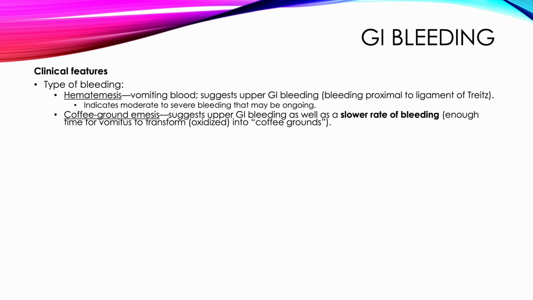Coffee ground emesis, on the other hand, also suggests an upper GI bleed, but it usually suggests a lower rate of bleeding. It is what it says it is. It looks like coffee, like ground coffee. And usually it's a slower rate of bleeding, and the blood accumulates and becomes oxidized, and that's what produces that coffee ground appearance. So a lot of times we'll see coffee ground emesis associated with peptic ulcer disease.